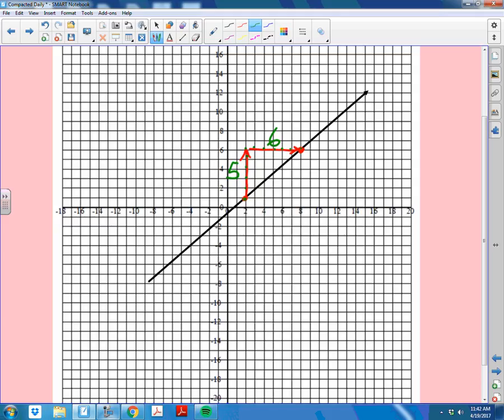Now, what that means is if we think about slope as rise over run, then we have a slope of 5/6. That's your slope. Now, the interesting thing is, on a line, which is something that is straight, no matter what, the slope is constant. I'll get to you in just a moment.